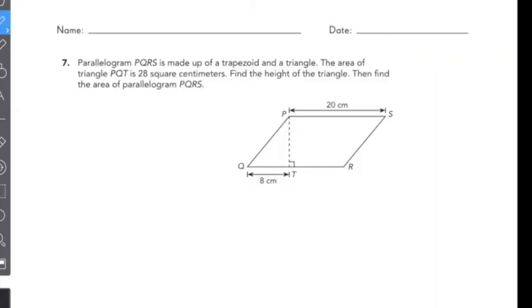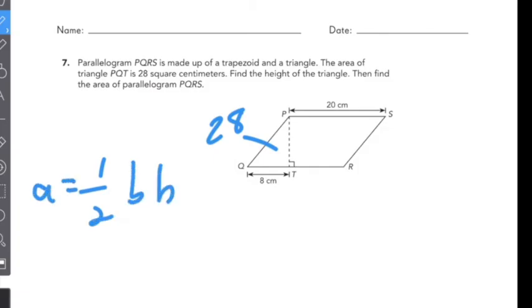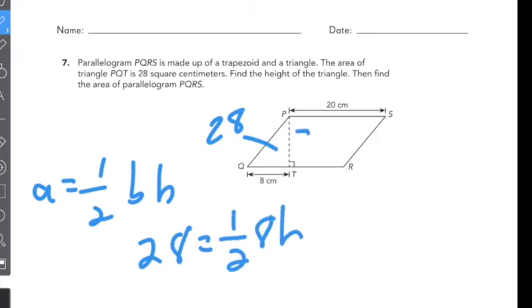All right, so this one, number 7, it's a parallelogram. It's made up of a trapezoid and triangle. The area of the triangle is 28. So this is 28, the whole area, so you need to figure out the height. So it's 1/2 base times height. Area equals, we already know that the area is 28 equals 1/2. The base is 8 times the height. You'll solve and you'll get 7 for the height.